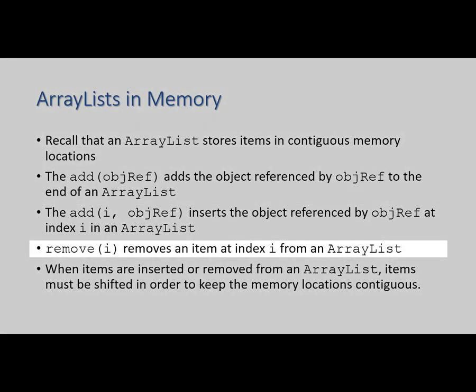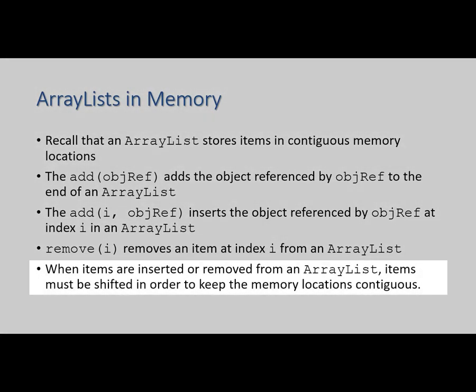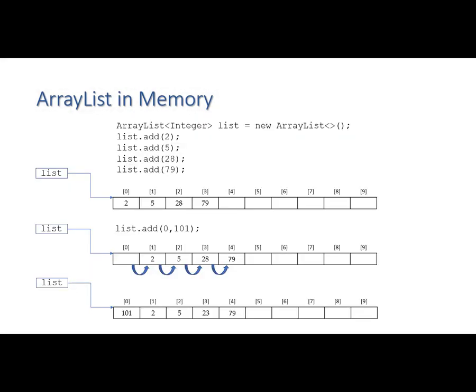The ArrayList remove method removes an item at the index specified by the argument from a list. When items are inserted or removed from an array list, items must be shifted in order to keep the memory locations contiguous. Let's look at an example of an array list in memory.